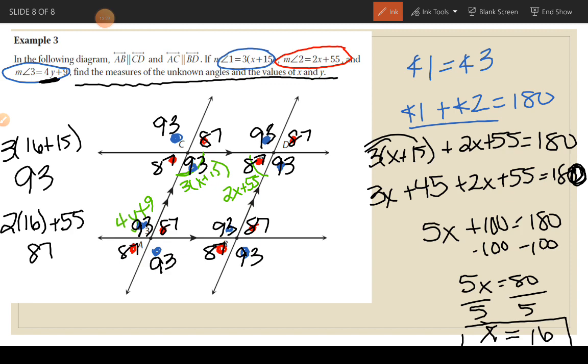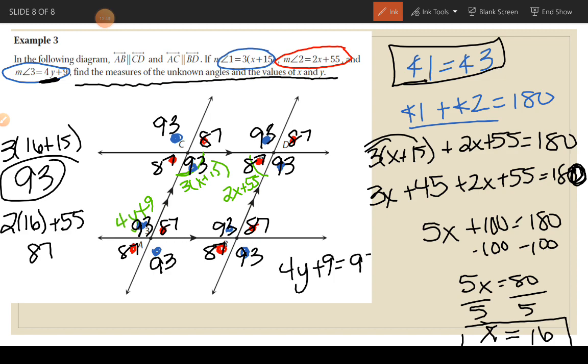Okay. So now that we know all of the missing angles, we know x is 16, what we need to do is find y. Remember, 1 and 3 are congruent, and angle 1 is 93. So I'm going to take this 4y plus 9. I'm going to set it equal to 93. I'm going to subtract 9. So I get 4y is equal to 84. Divide by 4. And I get y is equal to 21.